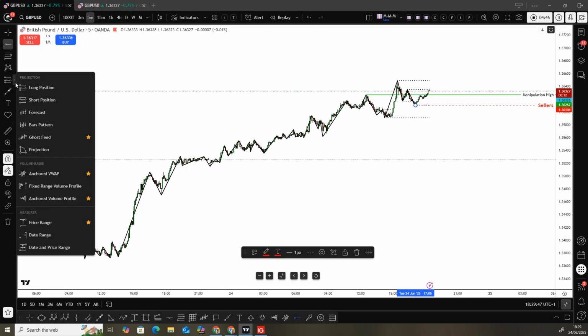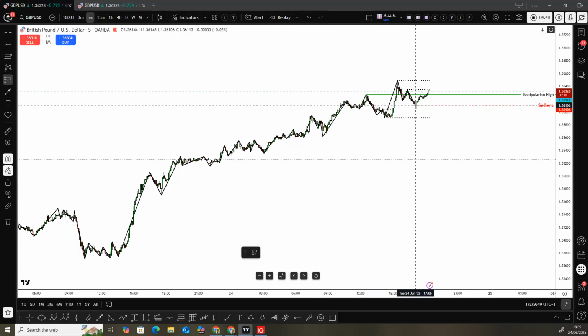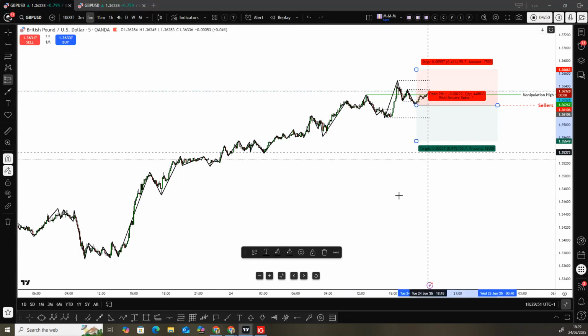I have all this level. Let's use a short position. So if we go short here, I have all this level. This is a momentum low.